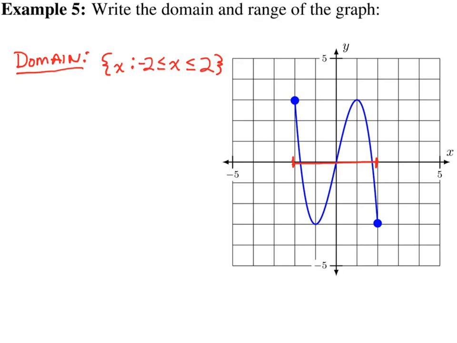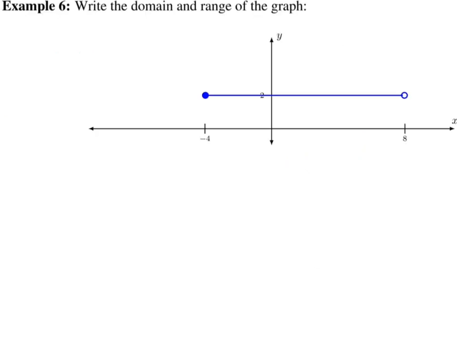Now range. Range is the y values that are hit. You can see it goes down to -3, up to 3. So it's y such that -3 less than or equal to y less than or equal to 3. This one is meant to get you started. You want to keep this for looking at later. But the more examples you have, the better. Hey, look at that! Another example.